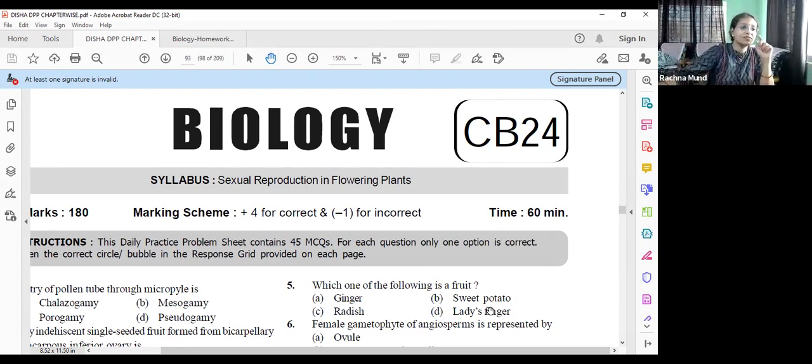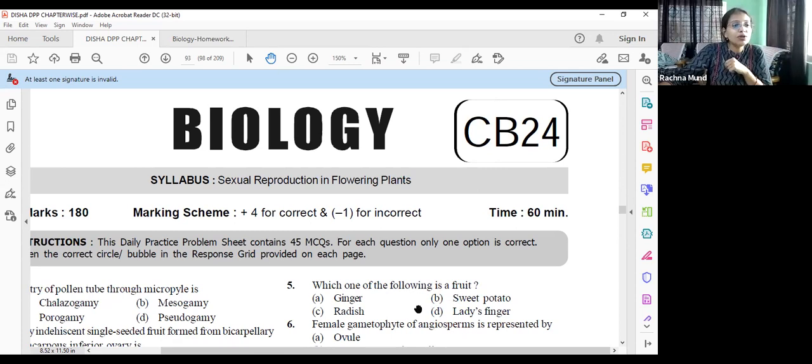It grows from the flower, whereas your sweet potato, radish, these are root modifications. Ginger is a stem modification. Ginger, sweet potato, radish are all results of asexual reproduction. But your lady's finger is a result of sexual reproduction. In this particular question, no sexual or asexual reproduction is mentioned, but the word fruit is given. So you have to connect it: when the word fruit is given, this is a result of sexual reproduction.